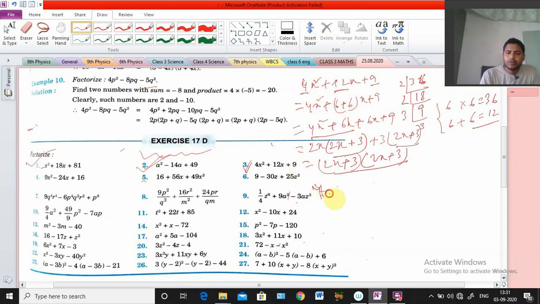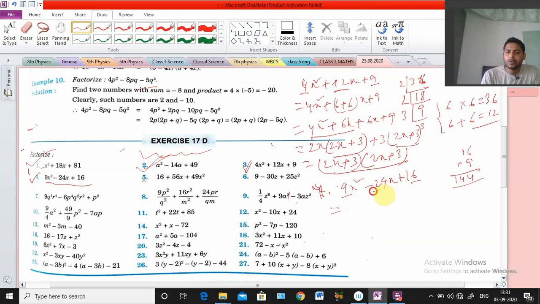Next, question number 4. So see, question number 4 is telling here 9x square minus 24x plus 16. Write the question: 9x square minus 24x plus 16. Okay, so see here the coefficient part 9 and the constant part 16. So 16 into 9 what? 9 times 16 is 144.